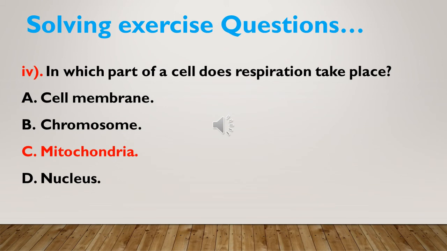The fourth statement is 4. In which part of a cell does respiration take place? We have cell membrane in option 1. Option 2 is chromosome. The third option is mitochondria. The last and fourth option we have is nucleus. And option 3, C, is correct for this statement.